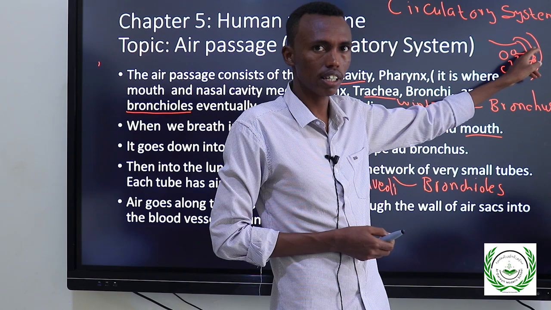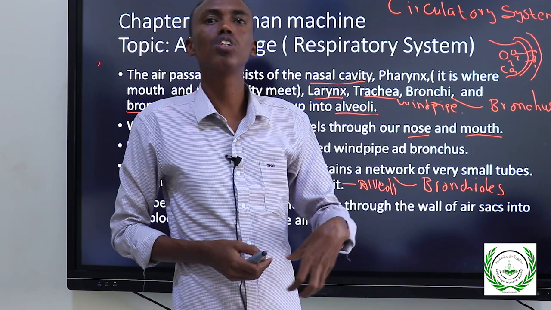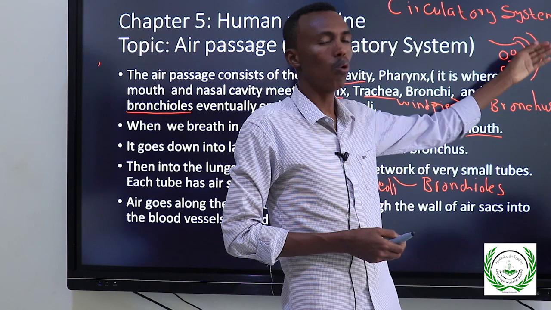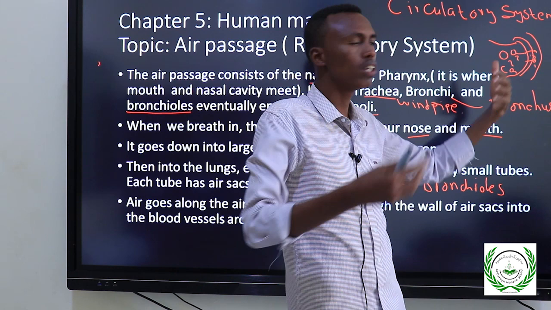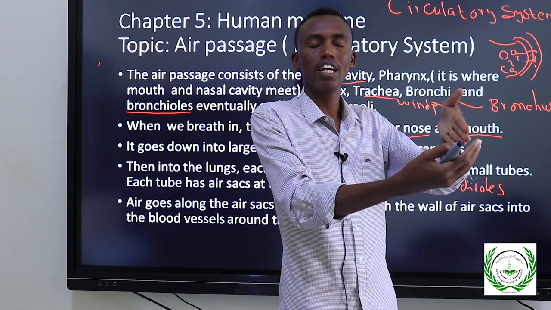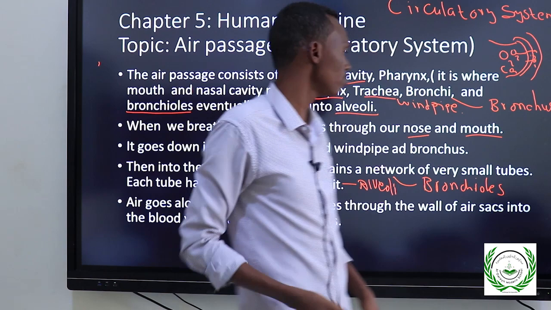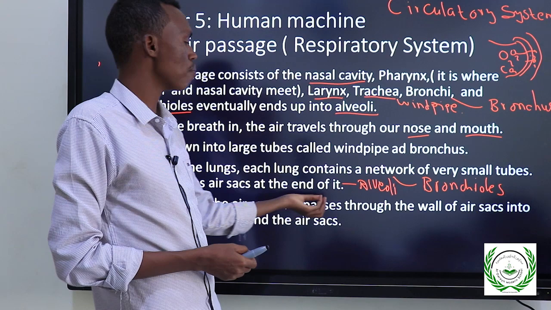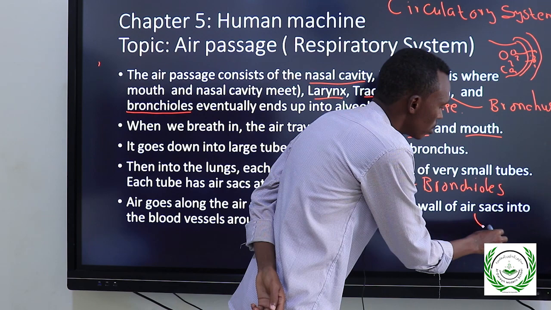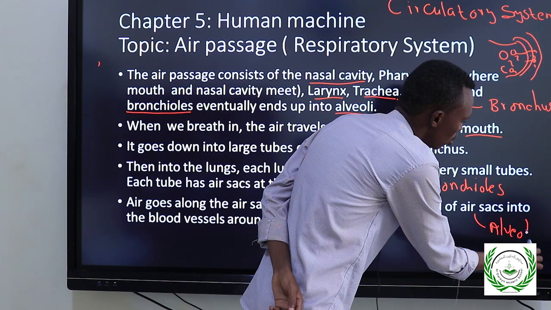Xididada dhiigga sidoo kale waxaa xilligaas ku jira carbon dioxide. So carbon dioxide-ka ku jira xididada dhiigga wuxuu ka soo baxayaa xididada wuxuu soo galiyaa alveolaha. So way isku daaranayaan markaas, oxygen into the bloodstream and carbon dioxide into the alveola to breathe out. Okay. So air goes along the air sacs and passes through the walls of air sacs. Air sacs here we refer to alveola. Air sac marka halkan waxaan uga jeednaa alveola. Okay.